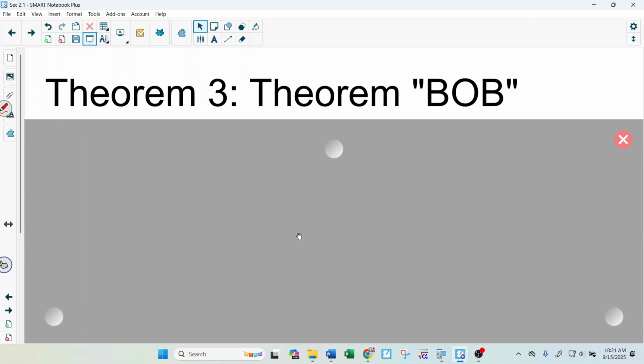And you'll see why I call it theorem Bob. We use this a lot, so we want to give it a name that we could remember, which is Bob, and I'll explain why I call it Bob here in a second also. So here's what it says.